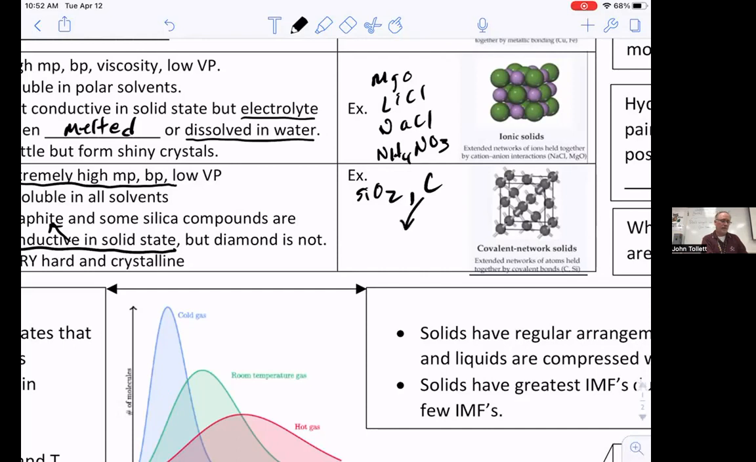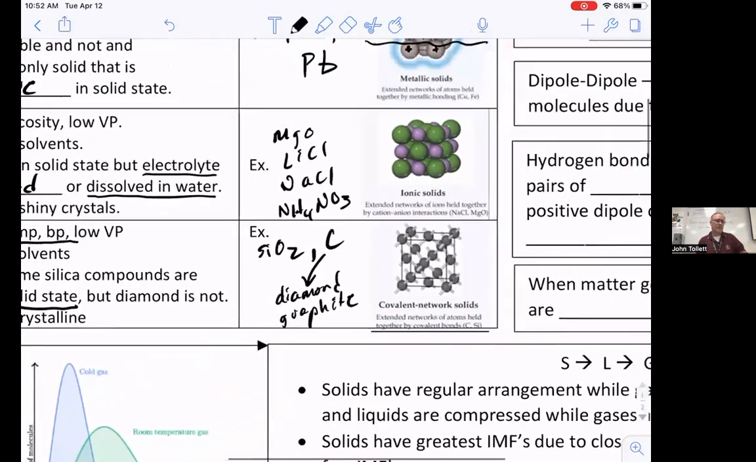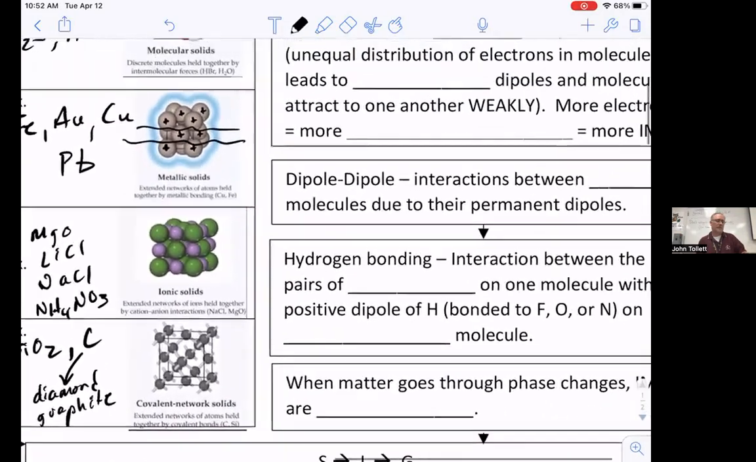You could have different allotropes of this. Diamond and graphite are two different allotropes, ways that you see carbon in its structure. You could add buckyballs to that list, nanotubes, graphene if you like. But those are different allotropes of the same carbon-containing elements, or covalent network solids containing carbon.